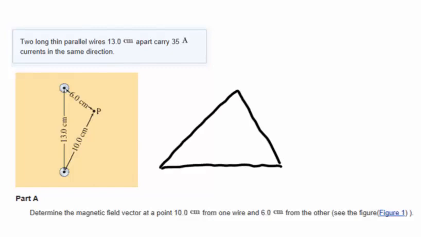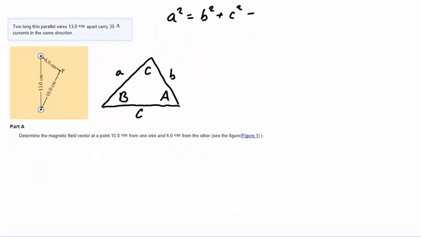We remember that the law of cosines relates the sides, which we will label as lowercase a, lowercase b, and lowercase c, to the angles that are opposite to each side. And in this notation, we're going to use uppercase A for the angle opposite to a, similarly for C, and similarly for B. The relationship, known as the law of cosines, tells us that a squared is b squared plus c squared minus 2bc times the cosine of the angle capital A.